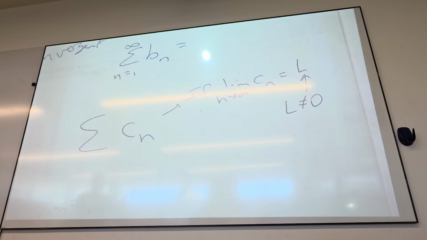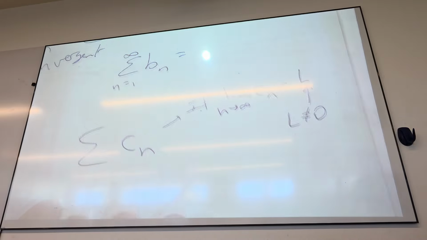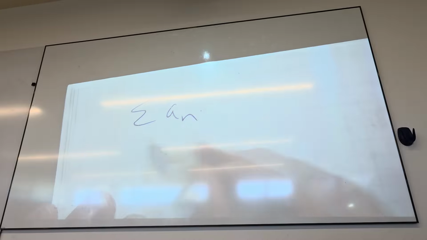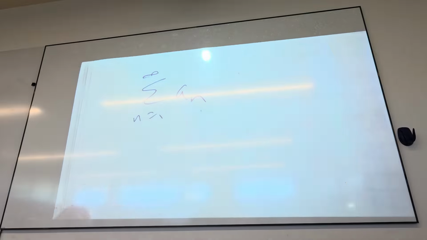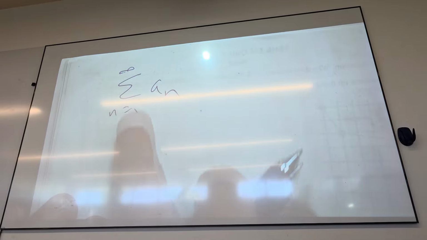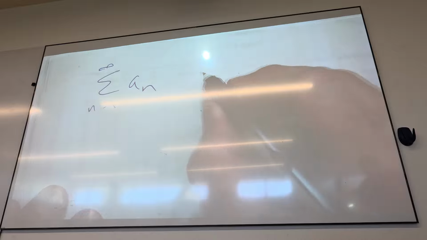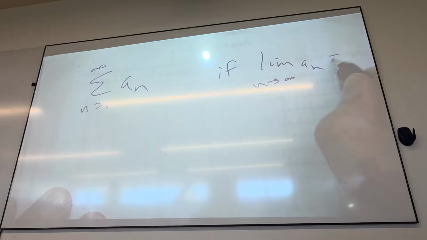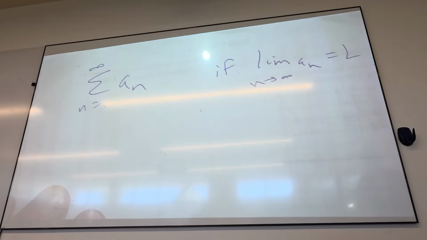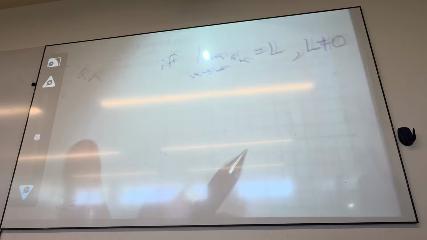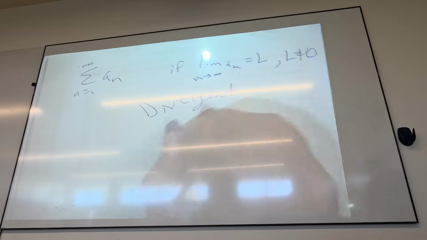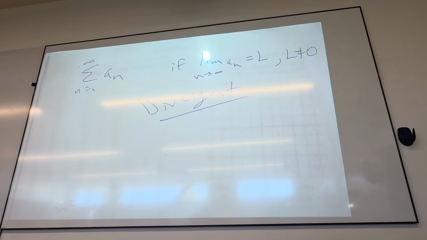So here's something you know for sure. If I give you a series, and when I write it like this, it's understood to be this. Obviously, I write this a lot, so if I don't put these, it's understood to be this. If the limit of a_n is L, not 0, what definitely happens to this? Diverges. Definitely, no question. The mistake students make is they don't understand logic.